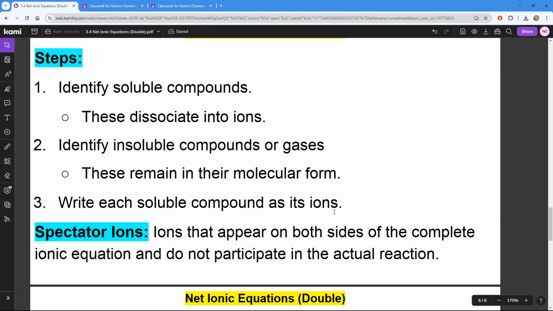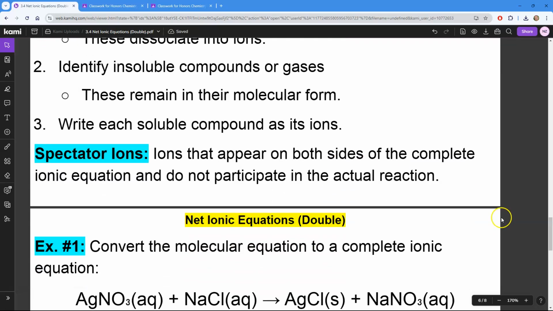Okay, now ions that are not involved in the reaction we call spectator ions. So spectator ions again are not involved in the reaction because they're just kind of hanging out. They don't really do anything. Just like the spectators at a baseball game or a football game. As much as they think they're involved in the game, they're actually not. So spectator ions in a reaction don't really do anything.